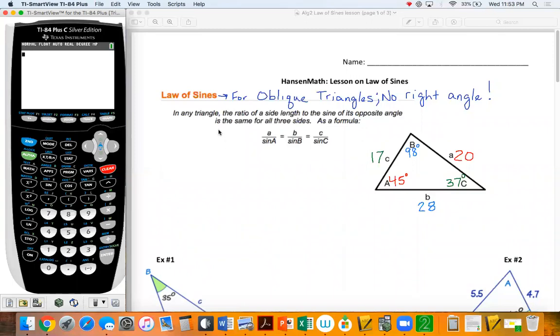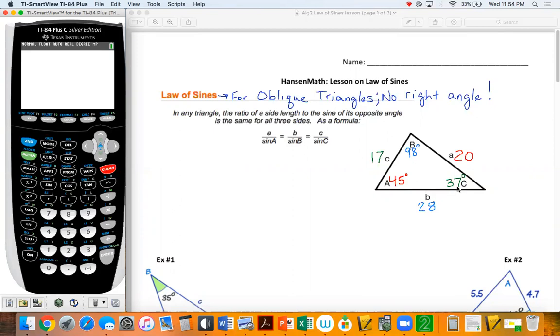So getting right into the meat and potatoes of this lesson, the law of sines was developed for working with oblique triangles, which means that the triangle has no right angle. So if you look at this triangle, you can see that I have 98 degrees on angle B, 45 degrees on angle A, and 37 degrees on angle C. There is no right angle.